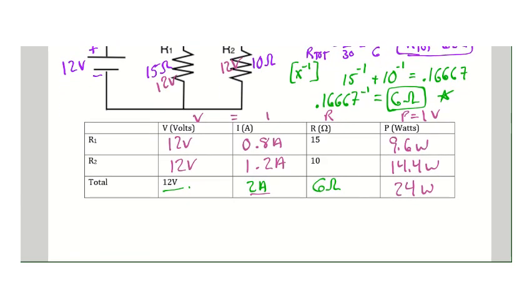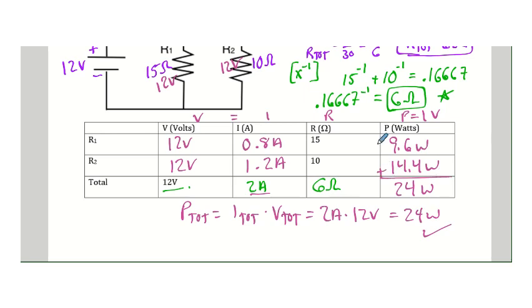So now, again, we're going to perform the power check. The power check simply says that power total is equal to I total times V total. So we'll just use our chart here. Our I total was the 2 amps. Our voltage total was the 12 volts. And when we multiply them, we get the 24 watts. So you can see that when we added down the column, and when we multiplied, we got the same thing. So we have a successful power check, indicating that we have likely analyzed this circuit correctly.